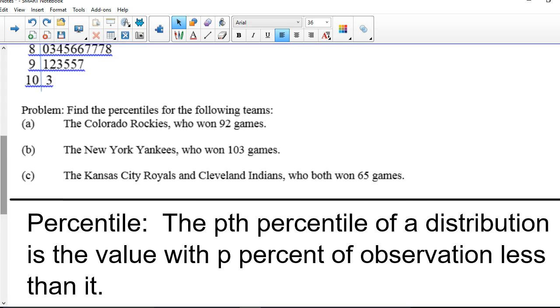The percentile definition is: the pth percentile of a distribution is the value with p% of observations less than that. Let me give you an example. If you are in the 10th percentile, that means the 10th percentile of a distribution is the value with 10% of observations less than that in the group or in the population.